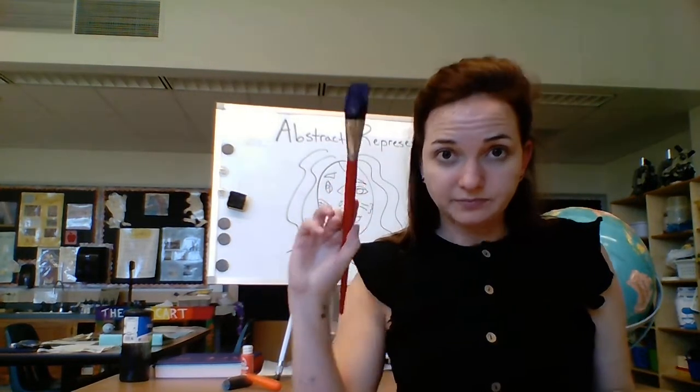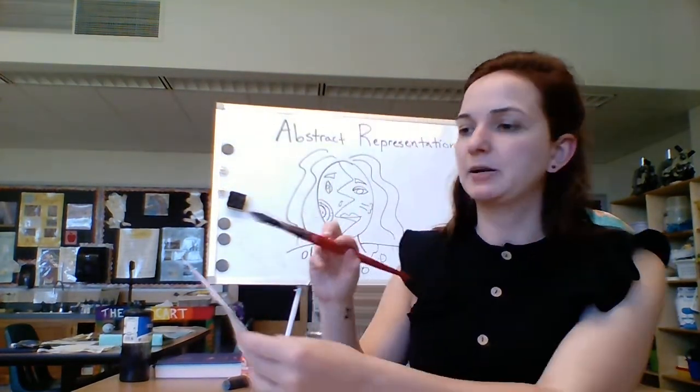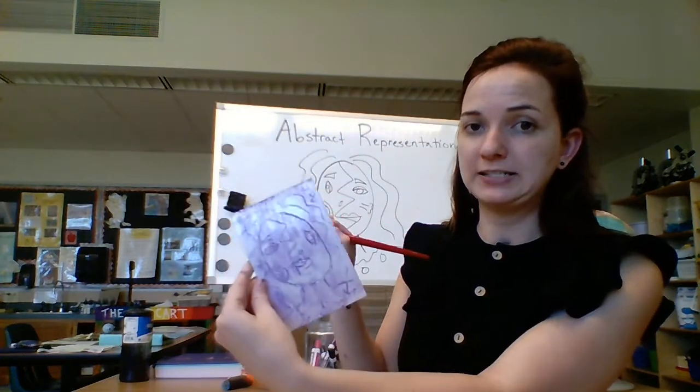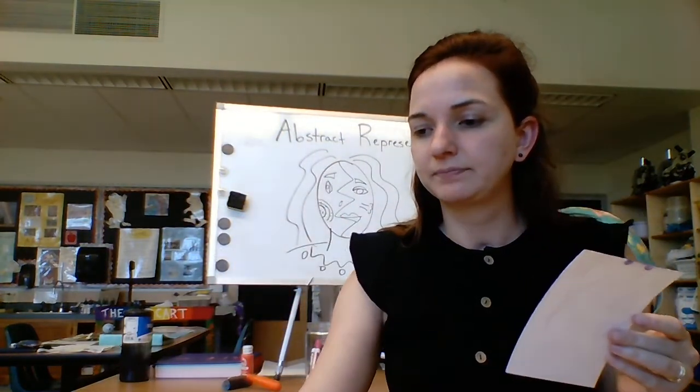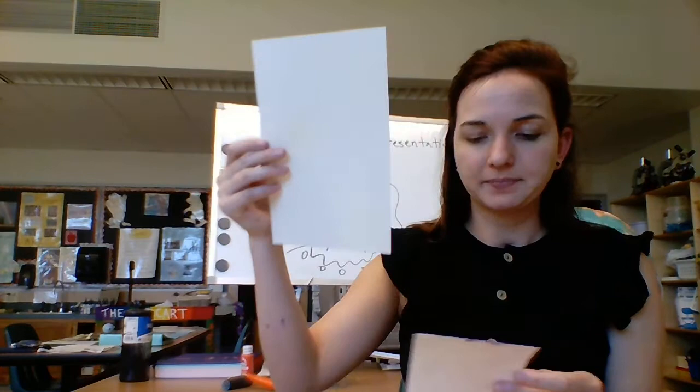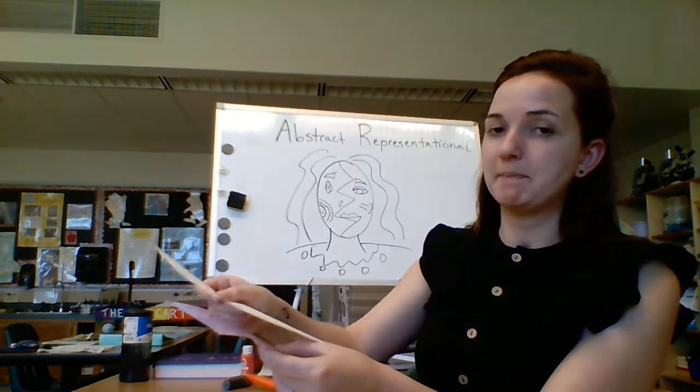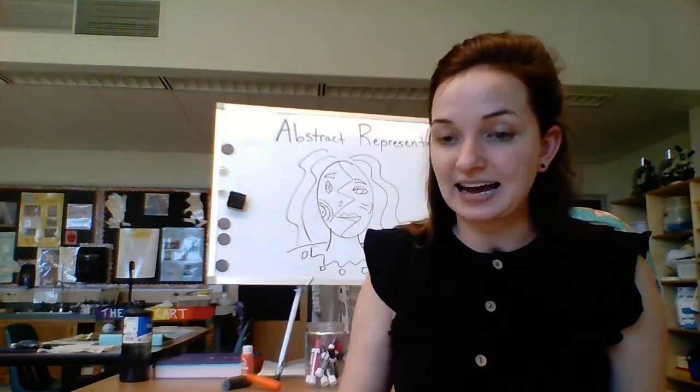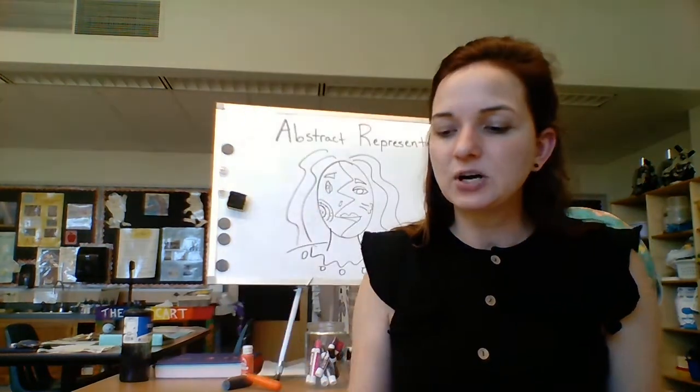So we're going to use our paintbrush to just put a light layer of paint on your printing plate, put the paper, take the paper, put it on top, and then peel it off, and you'll be able to see that design. Okay, so go ahead and do that.